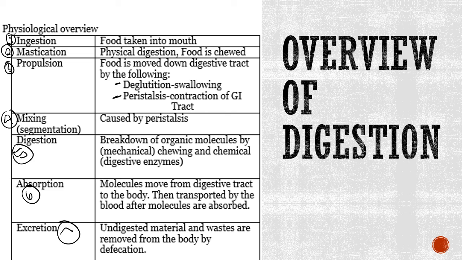And then we have the last step, which is excretion. So this is the undigested material that's still in the GI tract is going to be removed from the body by defecation. All right, so that was our overview, and that's our accessory organ. So we'll have one more lecture on activity, and that will be later on this week.